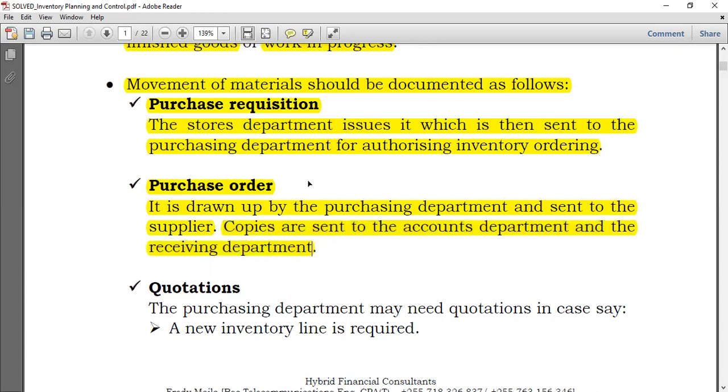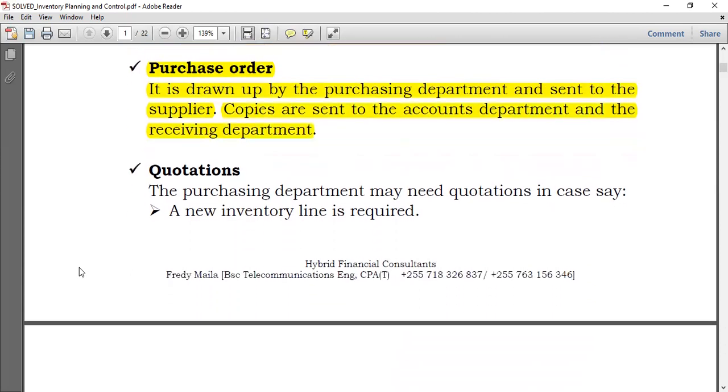All right? Now you can have another document here called quotations. What does quotation mean? Actually, quotation is always important when maybe there is a change in suppliers, or maybe the supplier has its goods priced too high, so we need to get another supplier. So I'll have to take a look at the quotations. The purchasing department may need a quotation when a new inventory line is required. You need a new inventory.